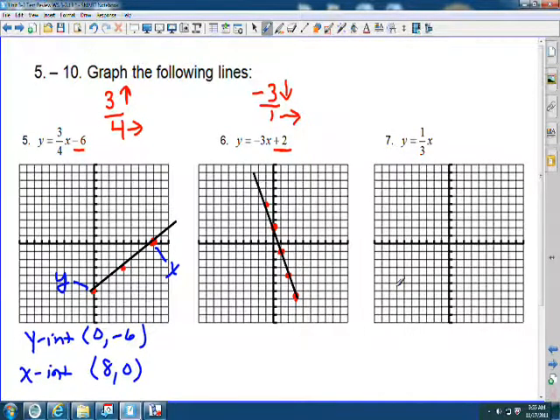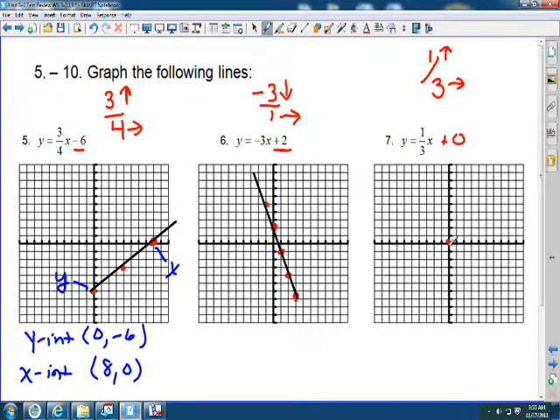Number 7. Some people tell me, well, I don't know where to start because it doesn't have a y-intercept. It sure does. It's plus 0. So you're starting at the origin right here. Now the slope for this one is 1 over 3. It tells you to go up 1, to the right 3.